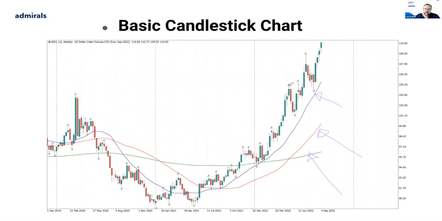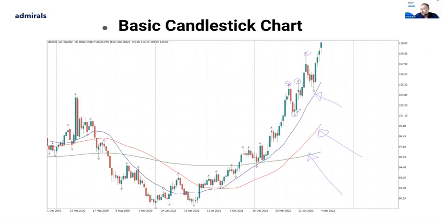I also have these little triangles, which are what are known as fractals. We'll be doing a session on the moving averages and a session on fractals themselves, just to help explain. But other than that, you'll see that there are no other indicators on my chart.